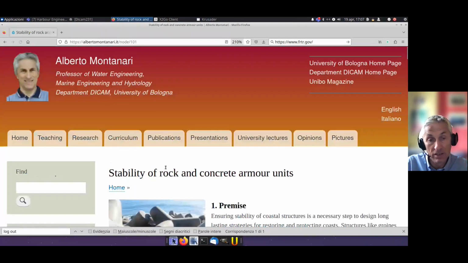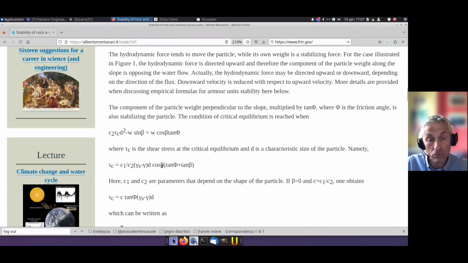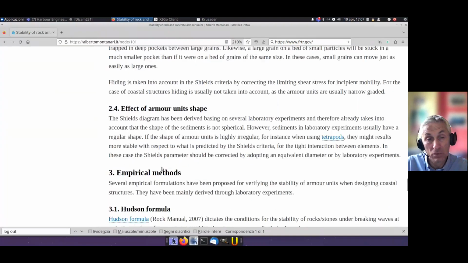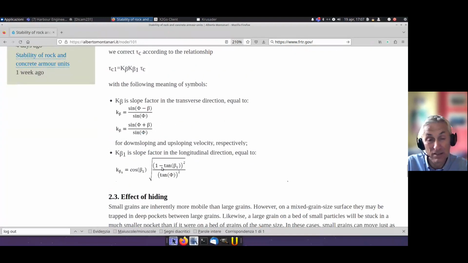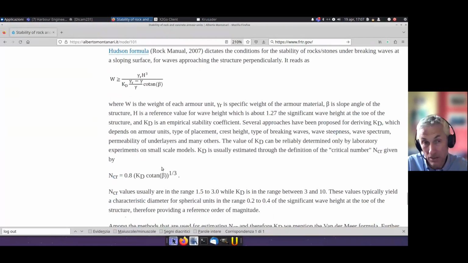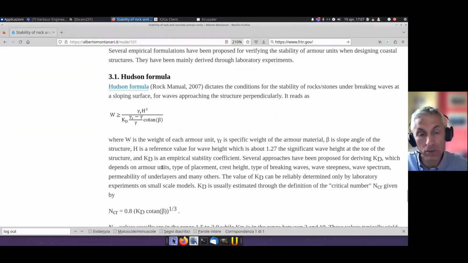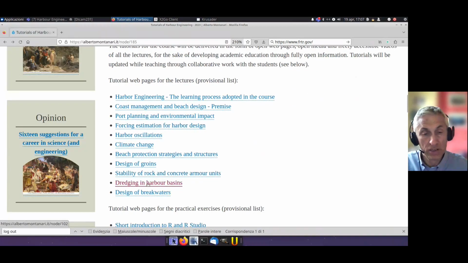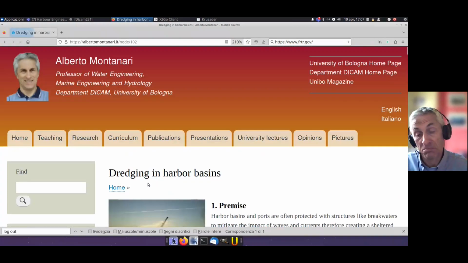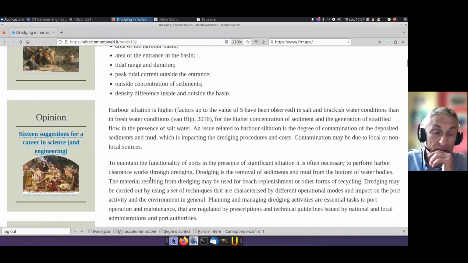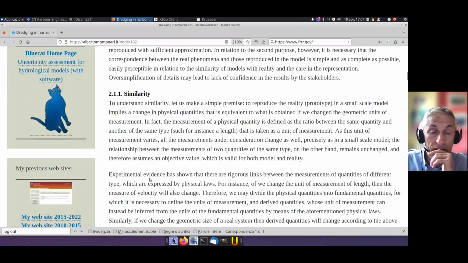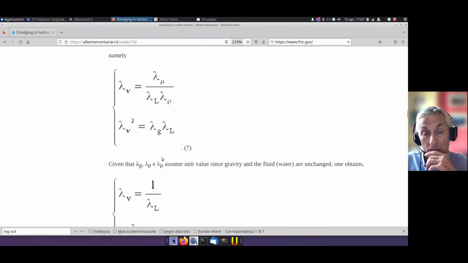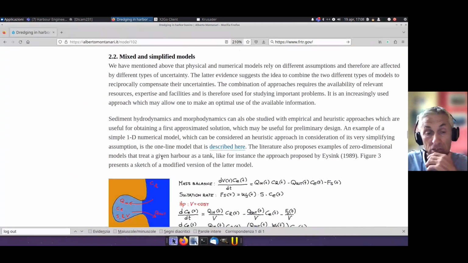Stability of rock and armor units, yes, the Shields criteria. You have to know everything of it. And for these equations on the effect of slope, I don't think it's really needed that you learn them by memory. The Hudson formula, don't learn it by memory. Okay, dredging in Harbour basins, there is not much that can be asked, but some questions on similarity and the zero-dimensional model, this one, as I just said.